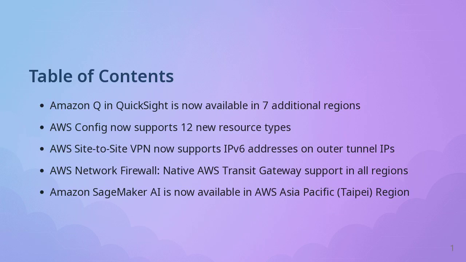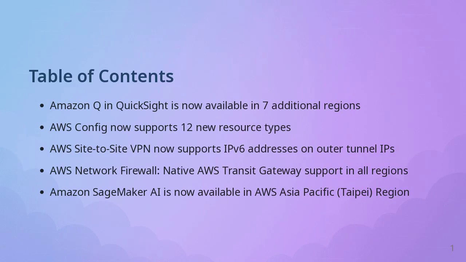AWS Site-to-Site VPN supports IPv6 addresses. AWS Site-to-Site VPN has been updated to support IPv6 addresses for the outer tunnel IPs, improving connectivity options for users. AWS Network Firewall has native Transit Gateway support. AWS Network Firewall now offers native support for AWS Transit Gateway in all regions, facilitating easier network management.